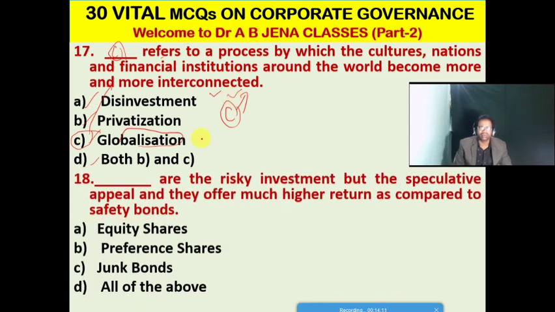So next MCQ, which are the risky investments but have speculative appeal and offer much higher return as compared to the safer bonds? A. Its equity shares. B. Its preference shares. C. Its junk bonds. D. Its all the above. Friends, so C is the right answer for this MCQ. Junk bonds are risky investments but have speculative appeal and offer much higher return as compared to the safer bonds.